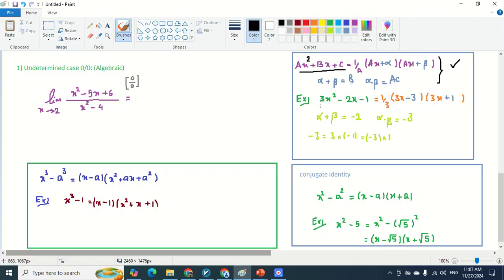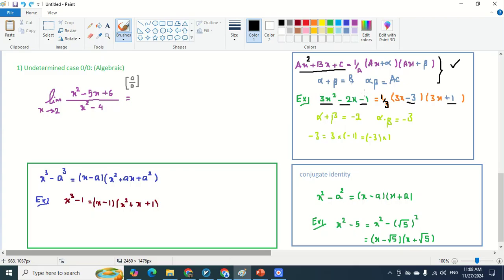For instance, if you have 3x squared minus 2x minus 1, over here a is 3, b is minus 2, and c is equal to minus 1. Then to factorize that expression, I will write 1 over 3 outside of the bracket, and inside I open the bracket and write 3x and 3x. Then I'm looking for two numbers alpha and beta such that the addition of alpha and beta is equal to minus 2, the constant in the middle, and alpha times beta should be equal to minus 3, the multiplication of this 3 and this minus 1.